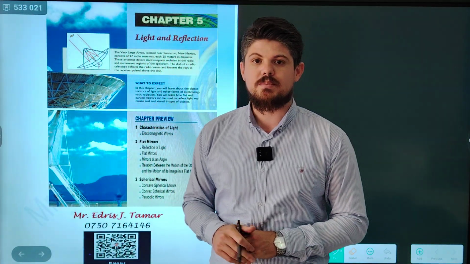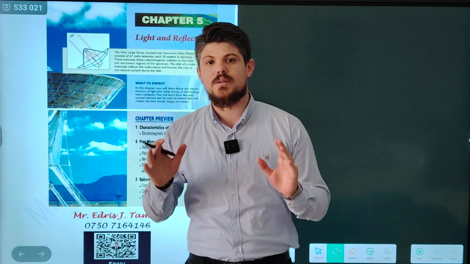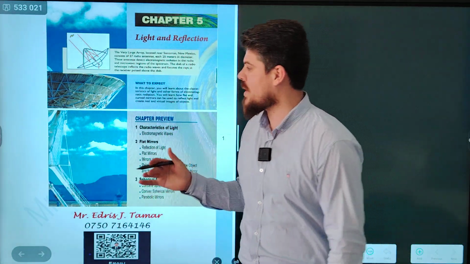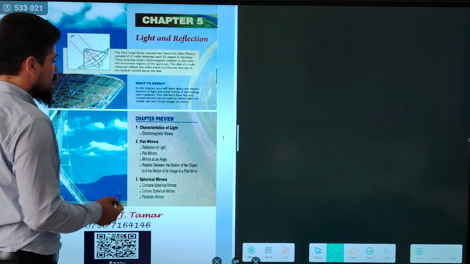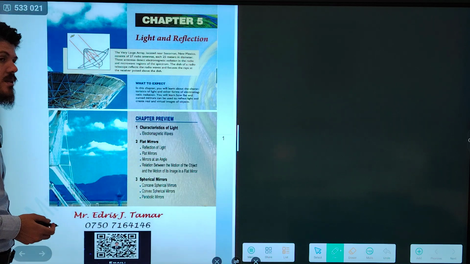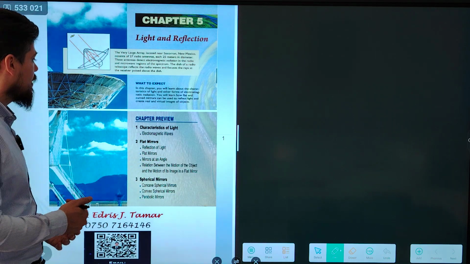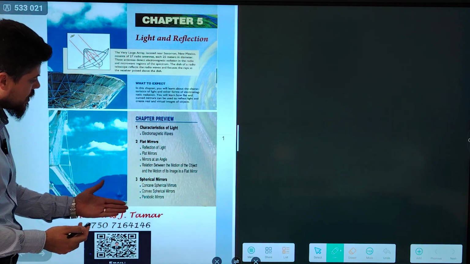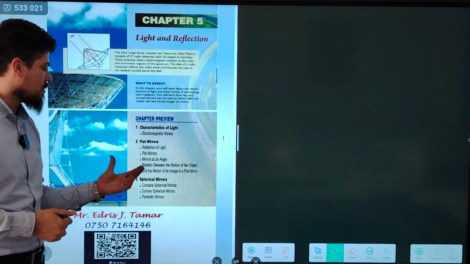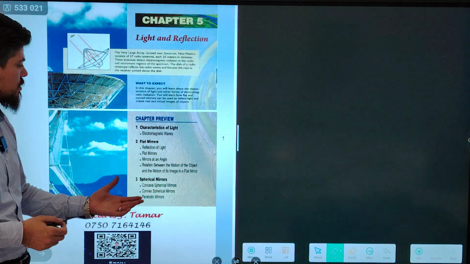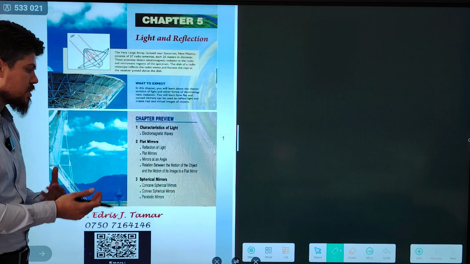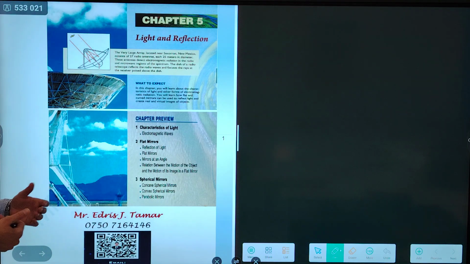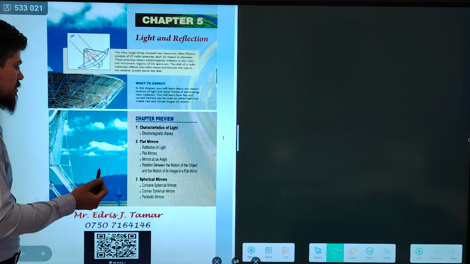Today's lesson, we're going to explain light and reflection in chapter 5. In this chapter, we have three sections. Section 1 is about the characteristics of light, such as electromagnetic waves. And section 2, we have many different topics about the flat mirror: reflection of light, flat mirrors, mirrors at an angle, and the relationship between motion of the object and the motion of its image in the flat mirror.